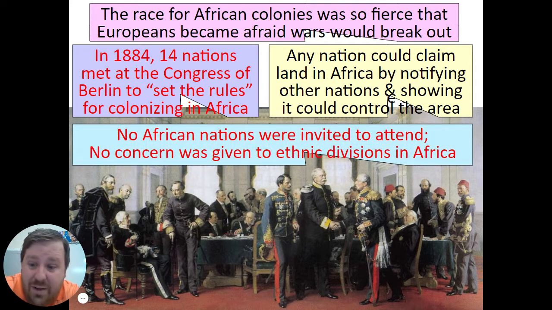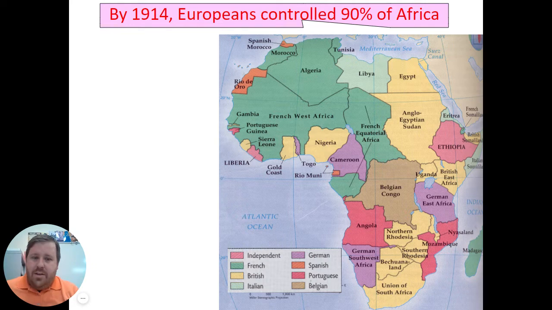Now notice, no African nations were invited to attend the Berlin Conference. Nobody at all. This was all European nations deciding how Europe was going to carve up Africa. Also, no concern was given to ethnic divisions in Africa. Those thousands of ethnic tribal clans are just going to be thrown together. Some of these tribal clans have been at war with each other for ages. So not considering these ethnic divisions, and what throwing everybody into the same colony is going to do to the stability of the entire continent, is just asking for trouble.